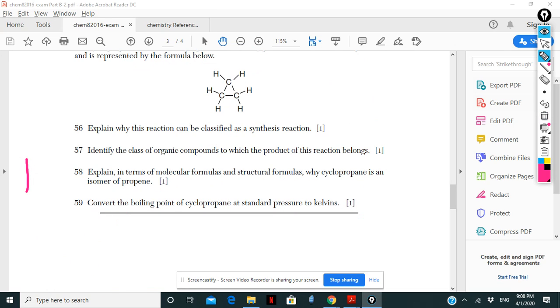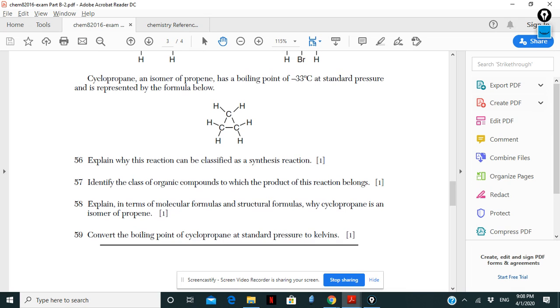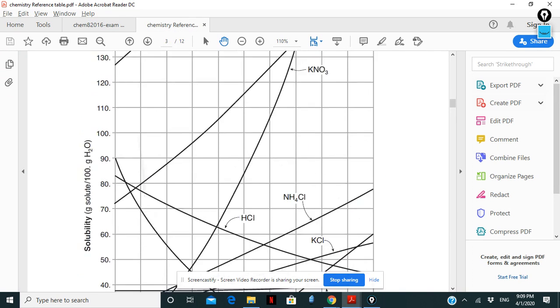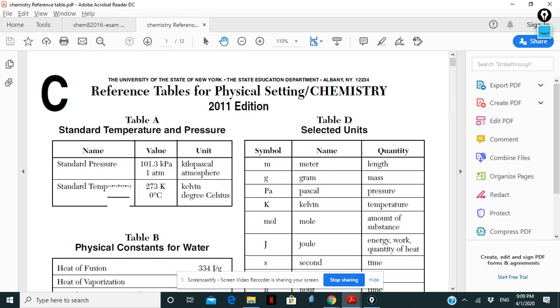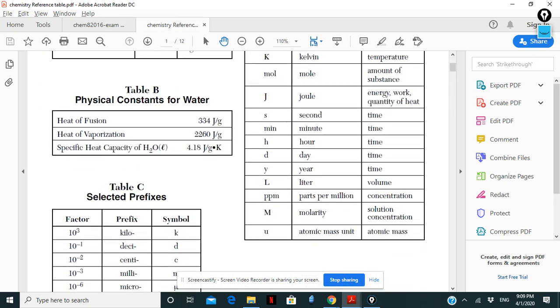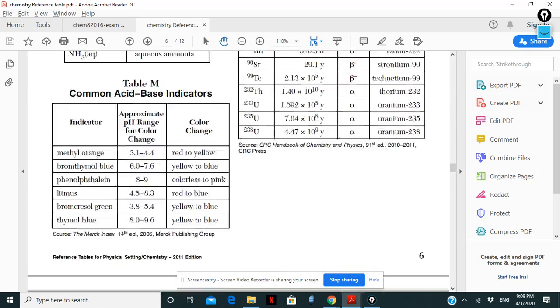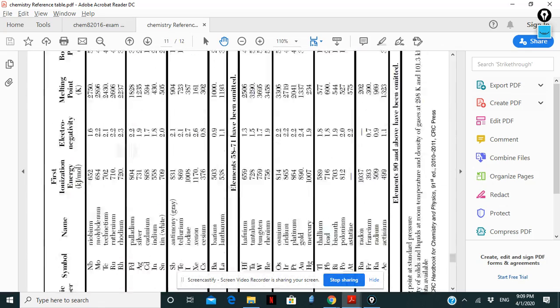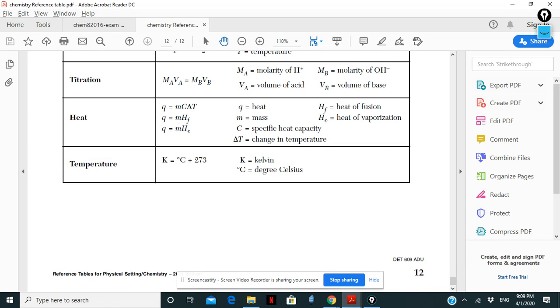Convert the boiling point. So I have to go up a little bit to see the question. He said that the boiling point of cyclopropane is negative 33 Celsius, and he wanted to go to Kelvin, so I'm going again. Here's my reference sheet. I'm going all the way to the back. I memorized the formula, but okay, here it is.